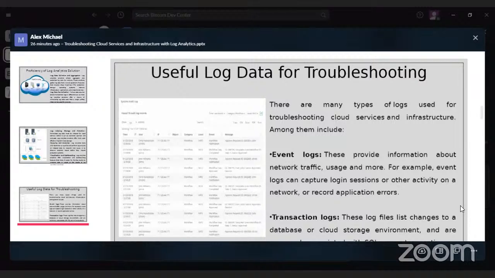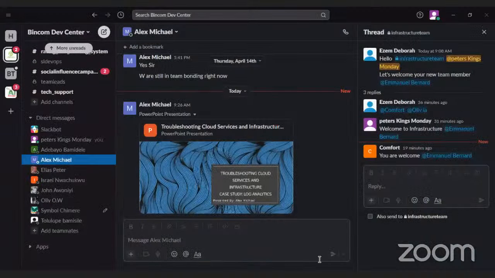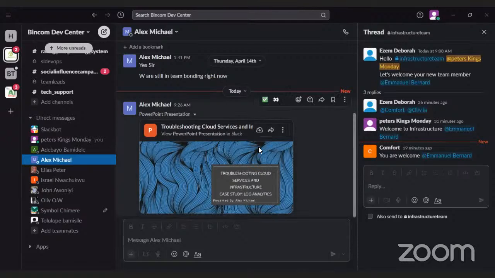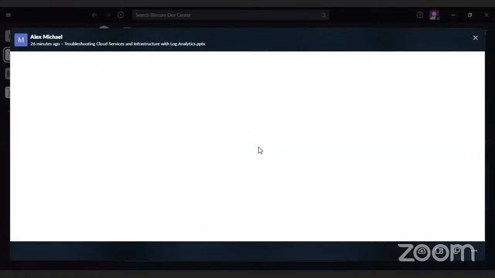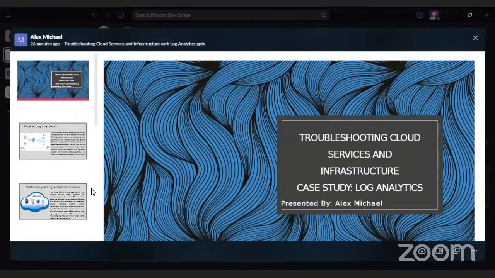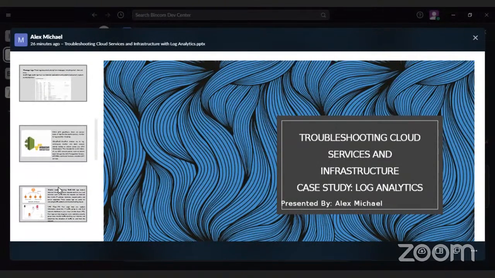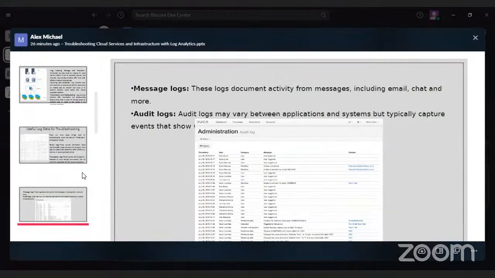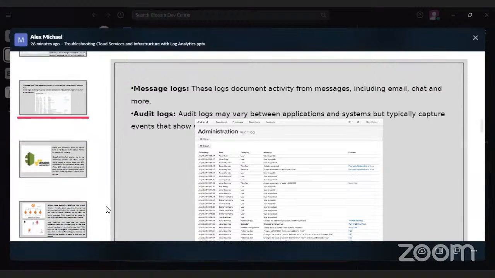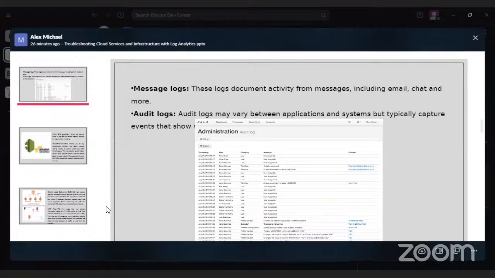From here we say there are many types of logs used for troubleshooting cloud services and infrastructure. Among them include one, event log, two, transaction log. Next slide, please, sir. Then we have message log, we have audit log. So we've mentioned four different logs that we can use for troubleshooting: event log, transaction log, message log, and audit log.